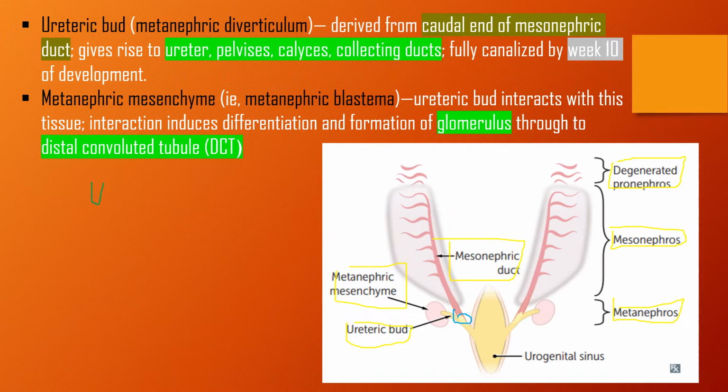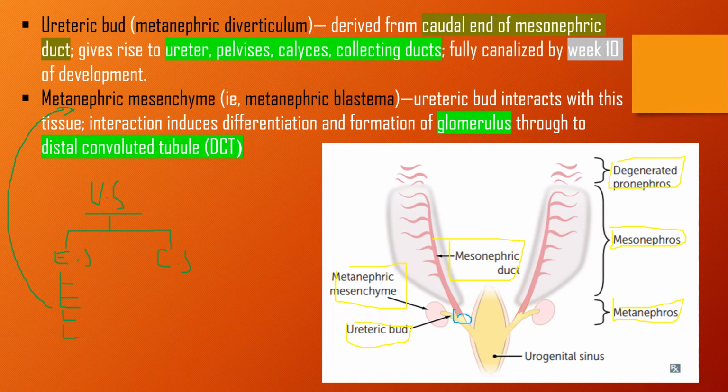The urinary system has two components. The first one is the excretory system, or excretory component. The second one is the collecting system, or collecting component. In the excretory system there are components like the Bowman's capsule, glomerulus, proximal convoluted tubule, loop of Henle, and the distal convoluted tubule. These form the excretory system, which is derived from the metanephric mesenchyme.